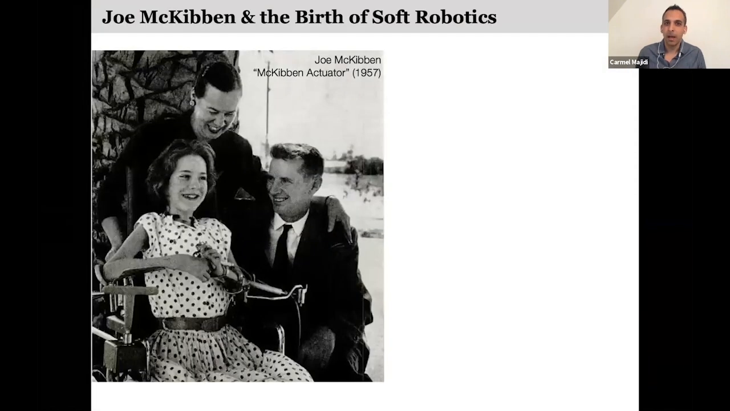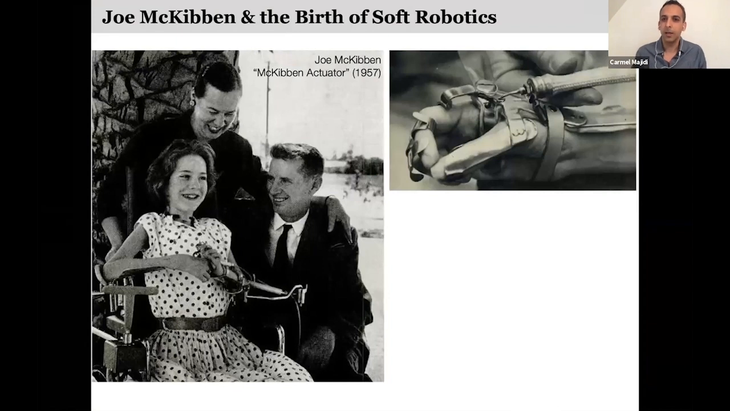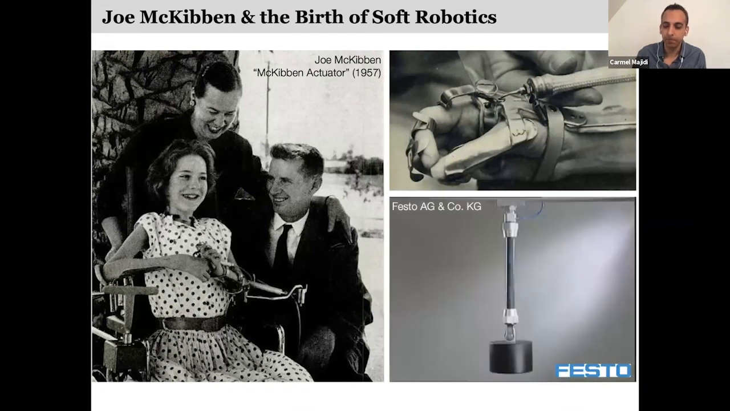I think of Joe McKibben as being one of the early pioneers of this field of soft robotics back in the 1950s. He built a soft robot hand exoskeleton for his daughter, Karen, who was suffering from polio. Now, the actuator that he used is a pneumatic actuator. Sometimes we call this a McKibben actuator, although it had been previously discovered by a French inventor named Henry Morin.